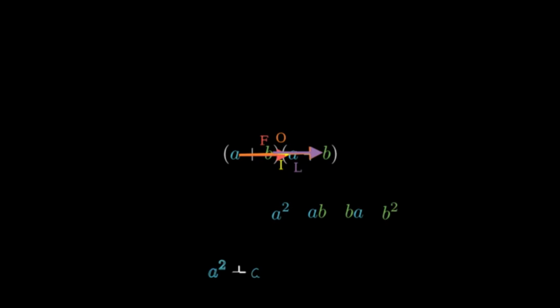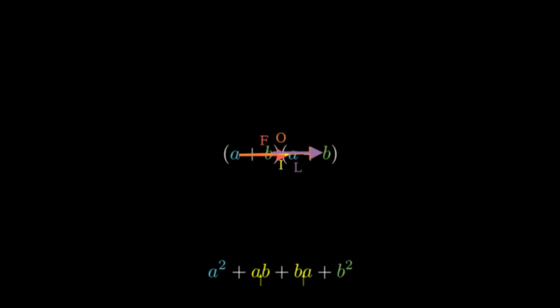Now that we've calculated all 4 products using the FOIL method, we can write our expanded expression as the sum of these 4 terms: a squared plus ab plus ba plus b squared. Looking at our expression, we can make an important observation. The middle terms ab and ba represent the same mathematical quantity since multiplication is commutative, that is, a times b equals b times a. Let's highlight these equivalent terms.